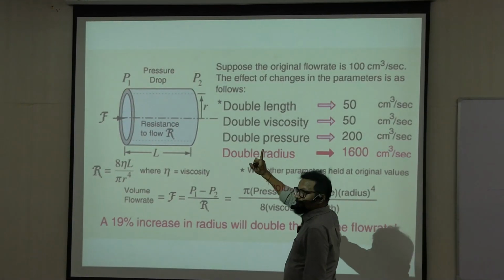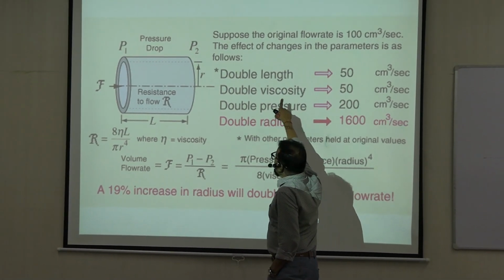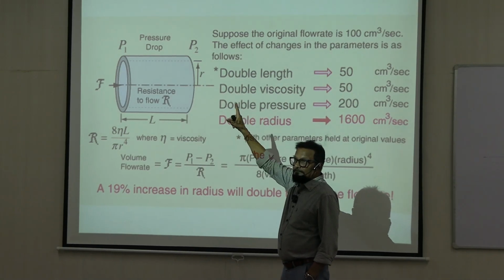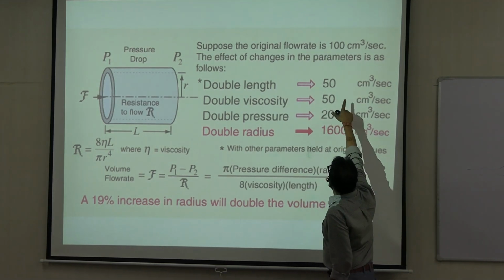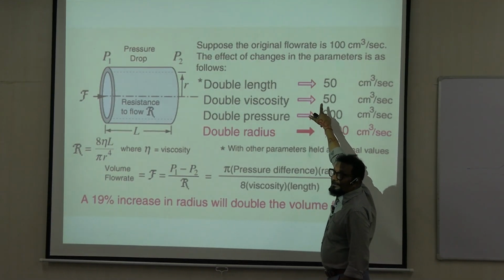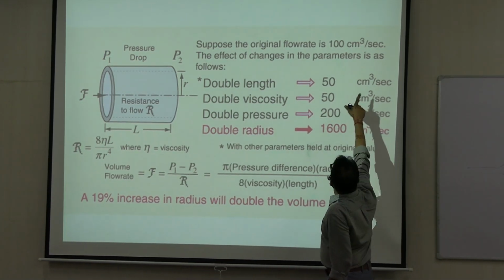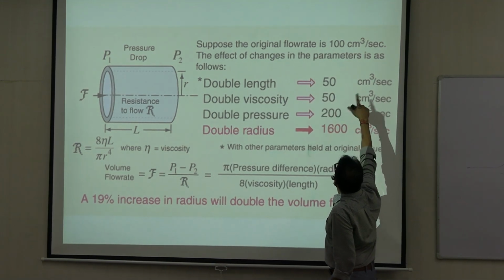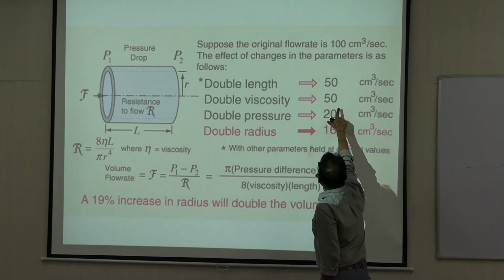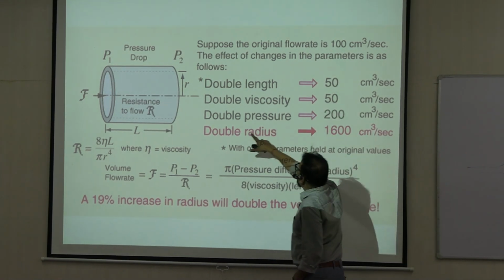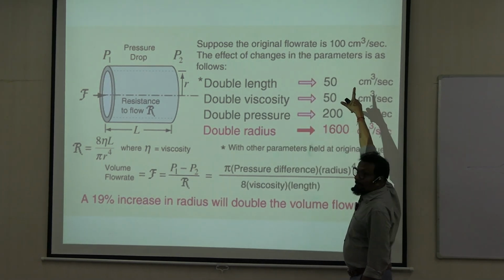From this Poiseuille's law equation, we can derive this. If L is doubled, in this equation you double the L value, then what will happen? The flow will be reduced to 50. Normally it is 100 ml per second; this is the flow rate. Now it will be reduced. Now if you double the viscosity, again flow is reduced. If you double the pressure, what happens? Flow is doubled.